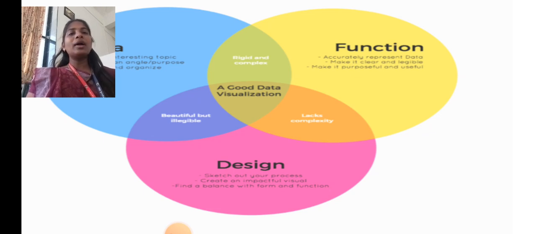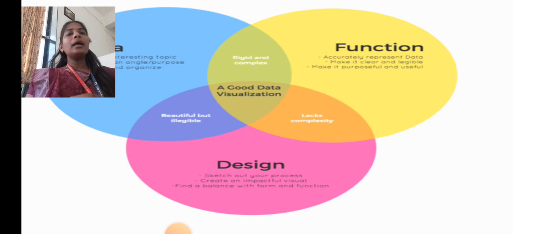The next one is to find a balance with one another function. Whenever we follow these three, data collection, functioning of the data, and finally designing the data, they collaborate together and are finally displayed in a very good, accurate data visualization. So what are the features? First, whenever we combine data and design, what is the output?